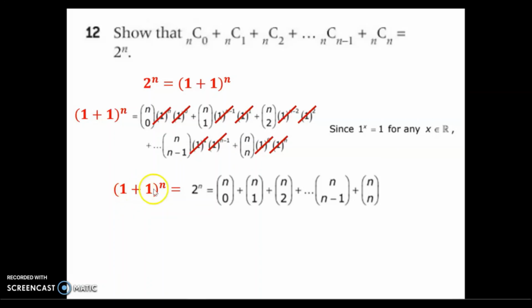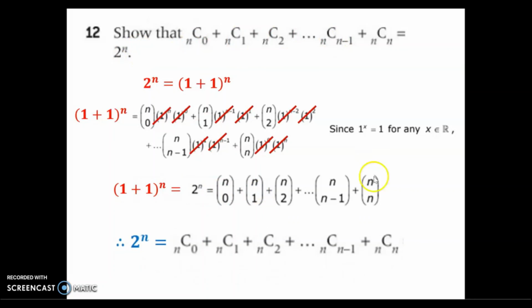But wait, we've shown that (1 plus 1) to the n power must equal 2 to the n power, because we showed that (1 plus 1) to the n power is equal to all these, the sum of all those combinations, and that's what we're supposed to show, that 2 to the power n is equal to all those combinations. So we've done it. Excellent. We've proven it. Tough one. Definitely lots of out-of-the-box thinking, and that is it.